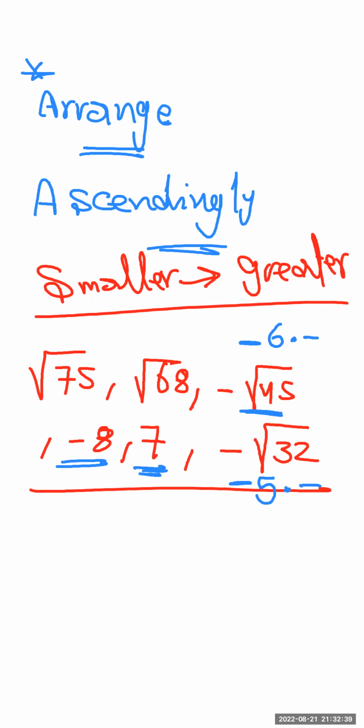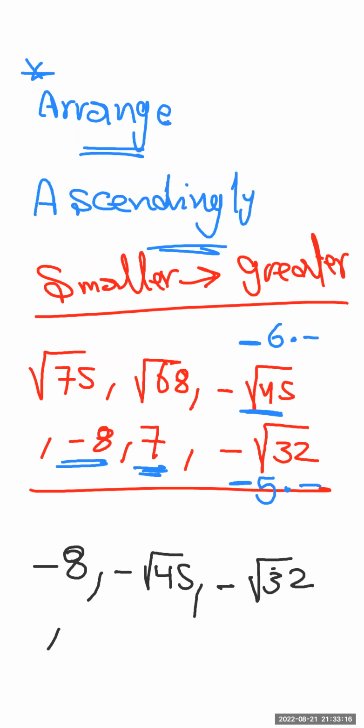Now I think it's very clear to arrange the numbers. What will be the smallest number? Of course, negative 8, right? So the smallest one is negative 8. Then negative 6 point something or negative 5 point something? Of course, negative 6. Exactly. So negative 6 means negative square root of 45. Then negative 5 point something, it's negative square root of 32. Then the positive values.